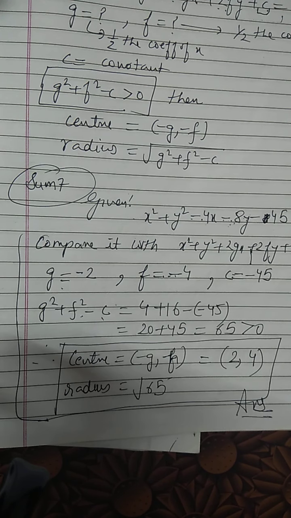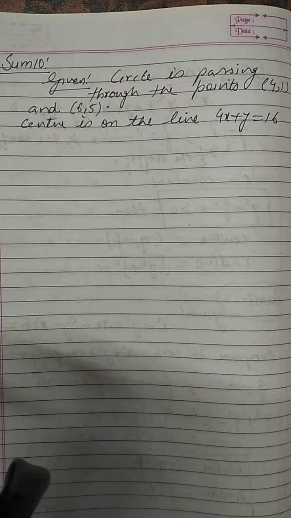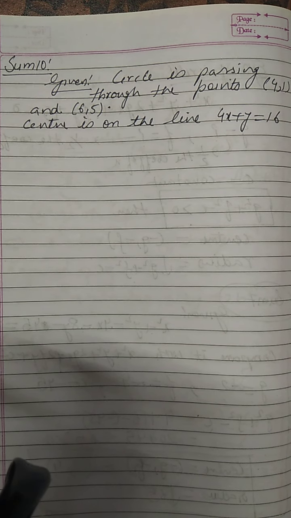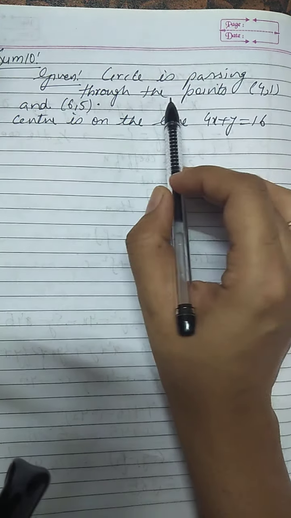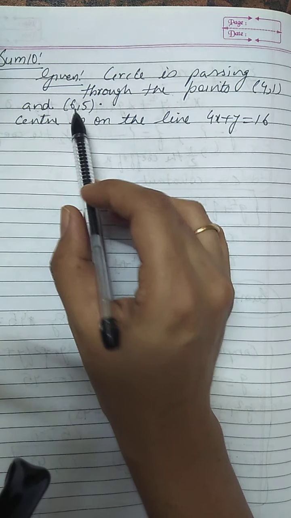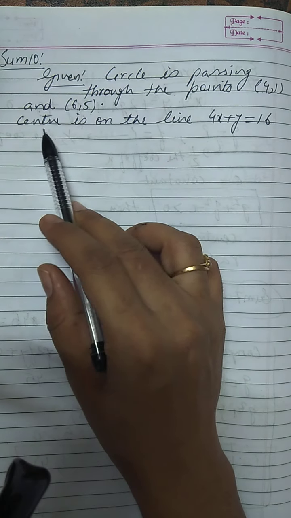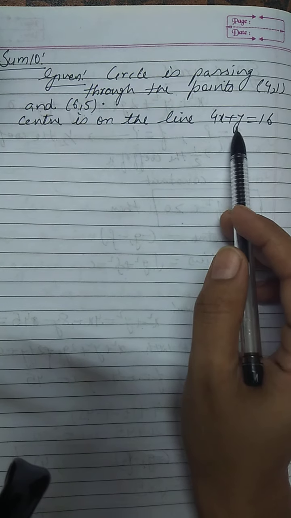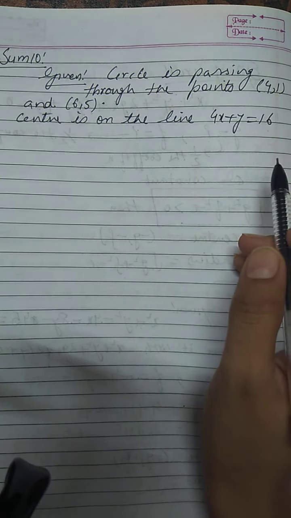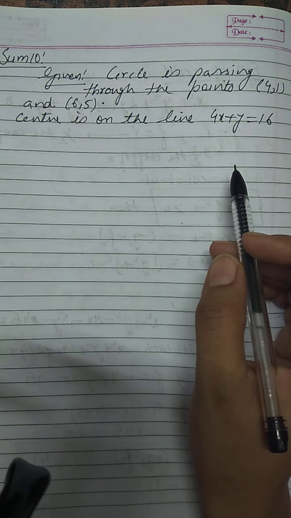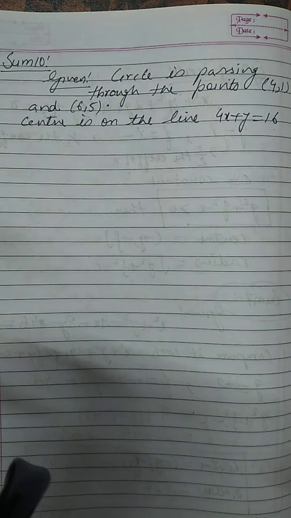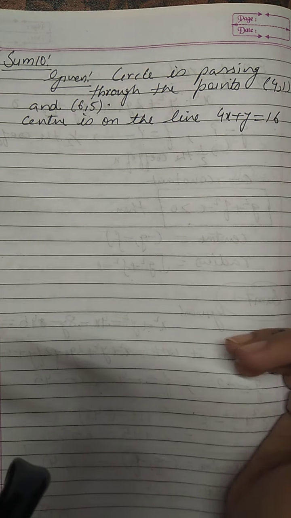Okay, next we will now discuss sum number 10. In sum number 10, what is given is that the required circle is passing through two points, (4, 1) and (6, 5), and the other condition given is that the center is on the line 4x plus y equals 16. So we are given a few conditions, and based upon these conditions we have to find the equation of the circle.